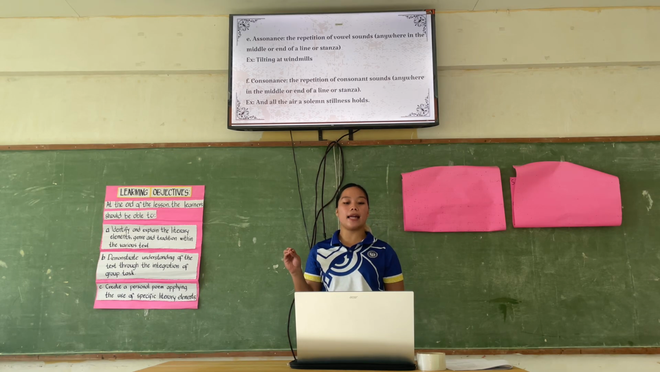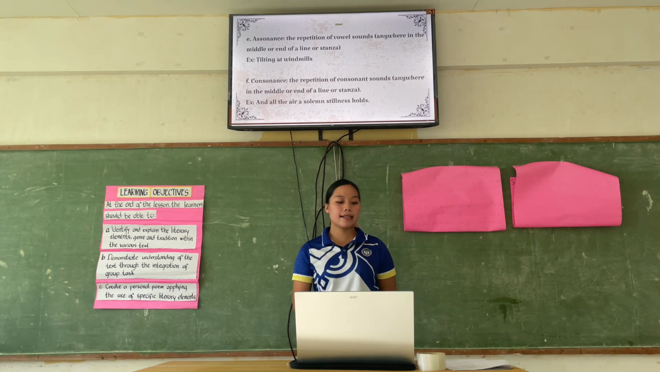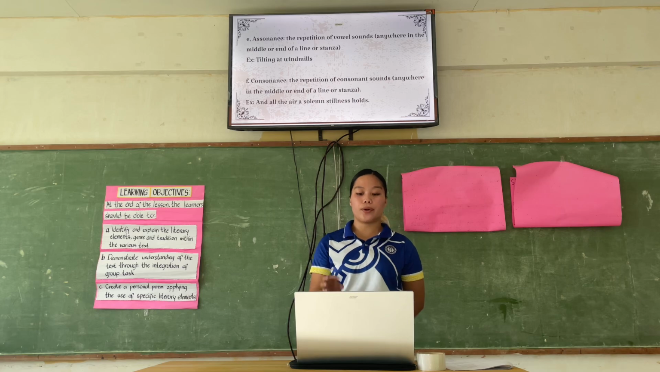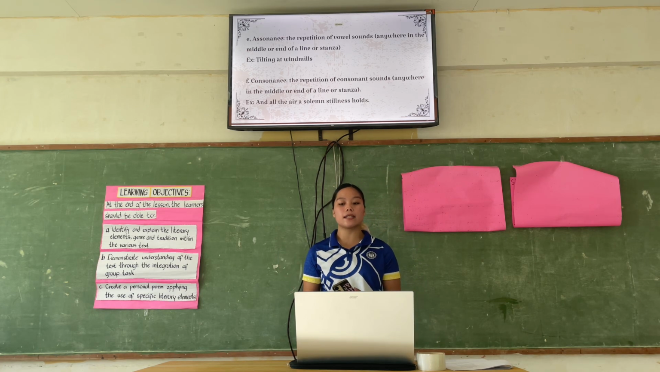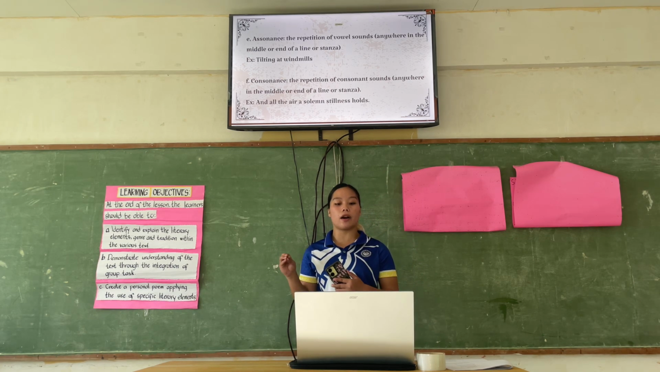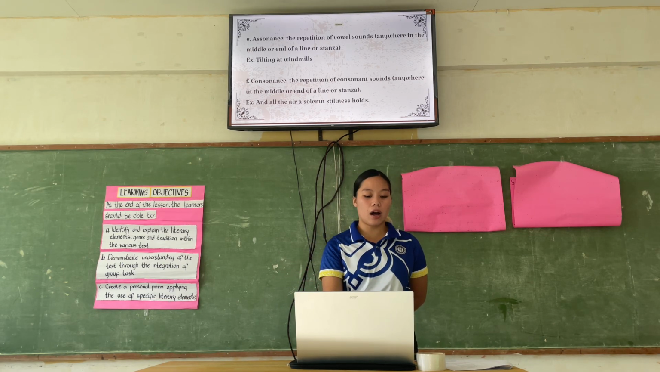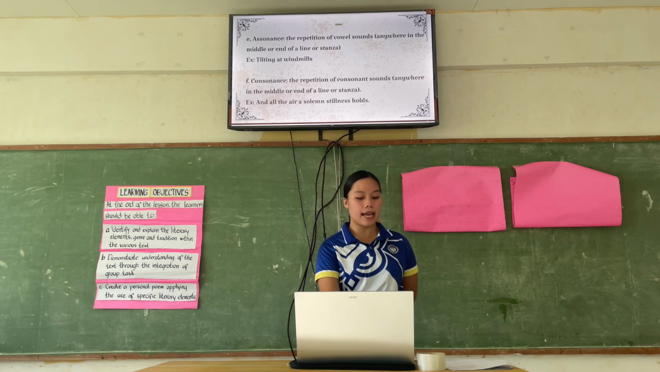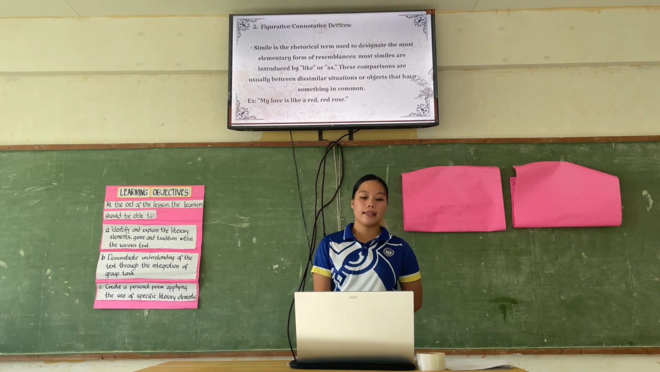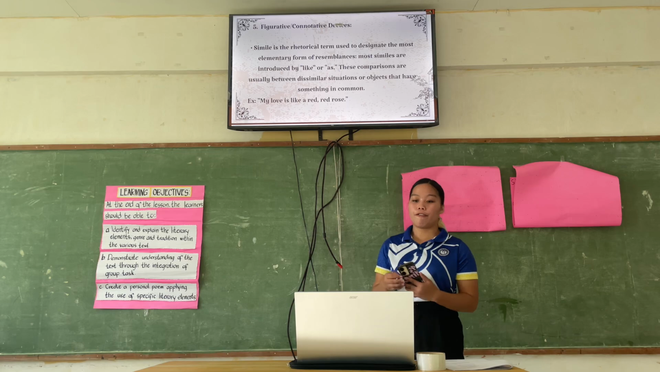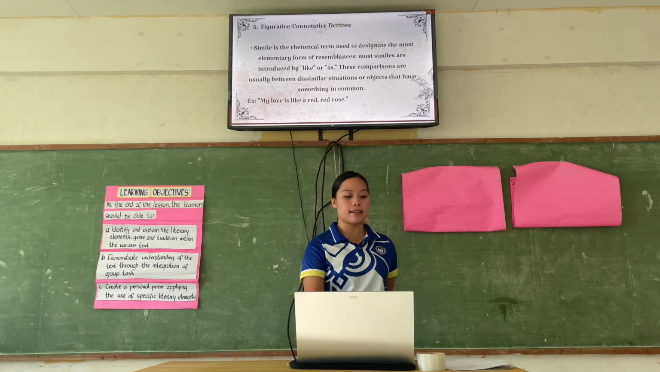Example: idling at windmills. Next is consonance, the repetition of consonant sounds anywhere in the middle or end of a line or stanza. Example: and all the air a solemn stillness holds. Next is figurative connotative devices.